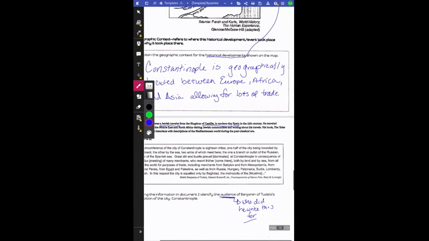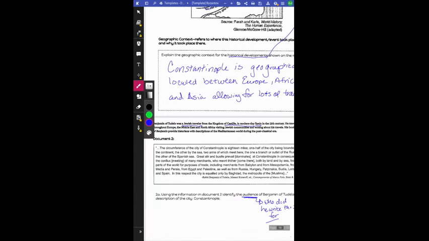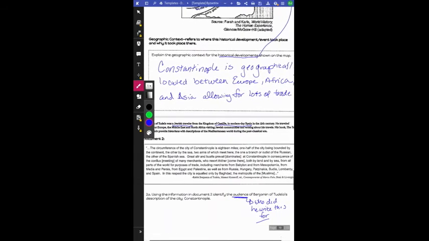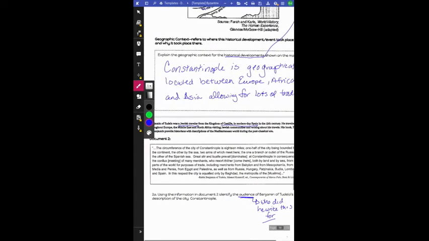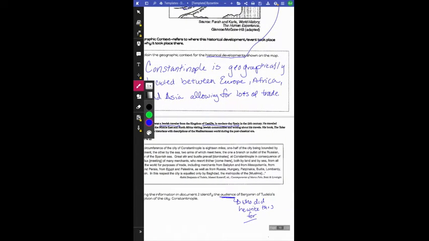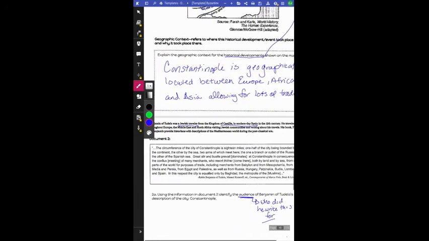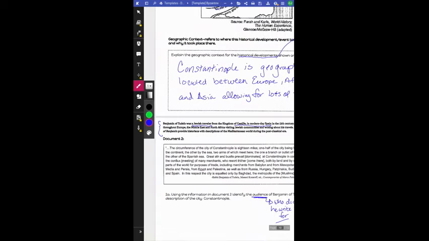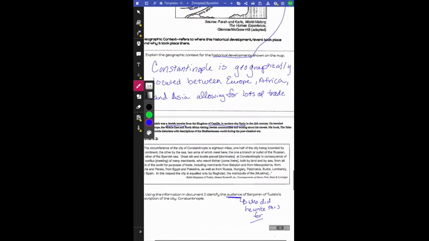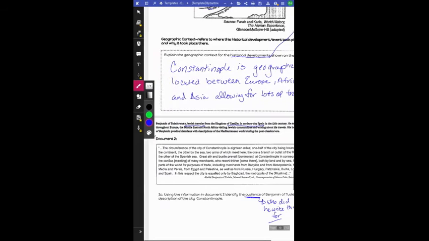The one a branch or outlet of the Russian, the other of the Spanish Sea. Great stir and bustle prevail at Constantinople in consequence of the conflux of many merchants, who come there, both by land and by sea, from all parts of the world for purposes of trade, including merchants from Babylon and from Mesopotamia, from Media and Persia, from Egypt and Palestine, as well as from Russia, Hungary, Patzinica, Lydia, Lombardy, and Spain. In this respect, the city is equaled only by Baghdad, the metropolis of the Muslims.